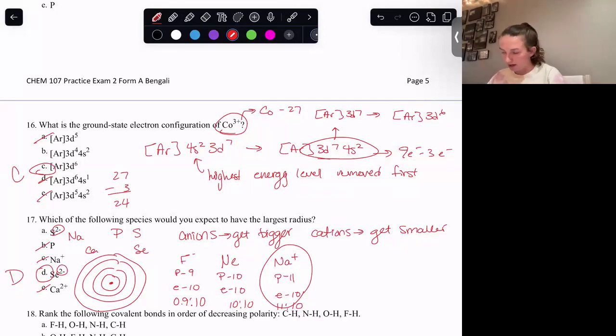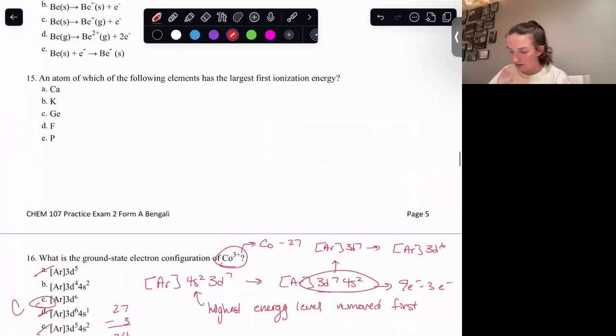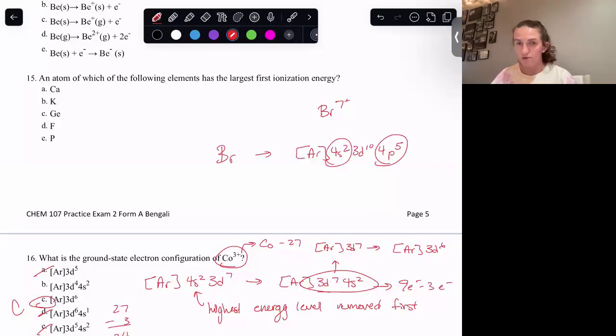So if you had something like bromine, where is that? That's argon 4s2, 3d10, 4p5. If you want to make bromine 7 plus, you want to remove the 4p5 first and then the 4s2, before you remove anything from the d orbital.